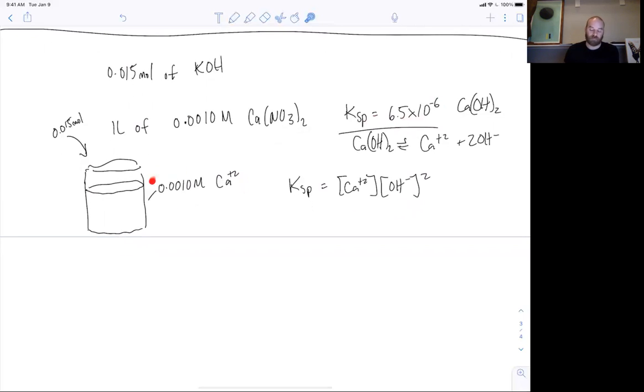So we have 0.001 molar calcium dissolved in here. There's no hydroxide at all, so we don't even really have to worry about the solubility. But now we're adding in 0.015 mole of hydroxide. And so whatever the final concentration comes out to be of hydroxide, we can take that and compare it to the KSP. Let's just go ahead and do that, and then I'll have some numbers to talk about.